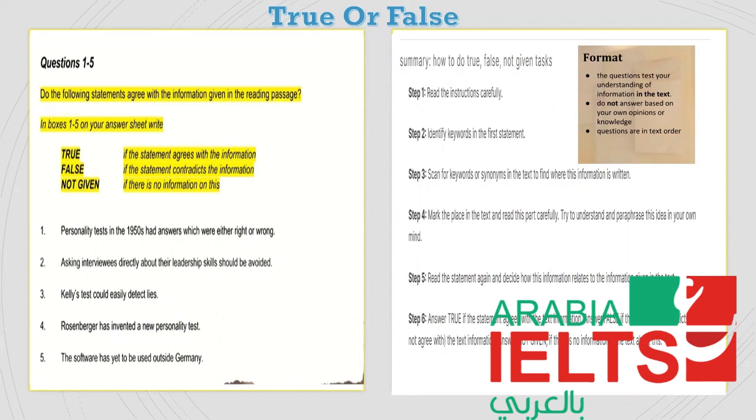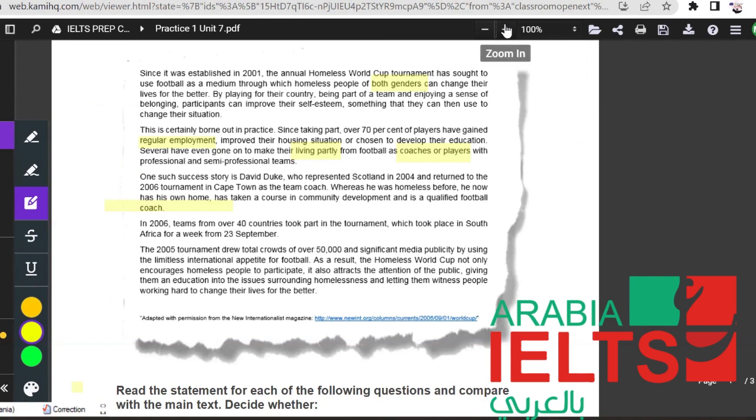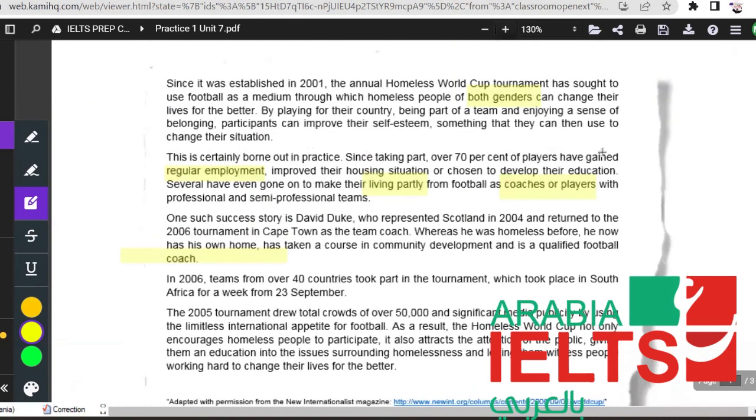Strategy-wise, I said not given questions we will see. But for now, focus right here, and then I'm going to split the screen in two.